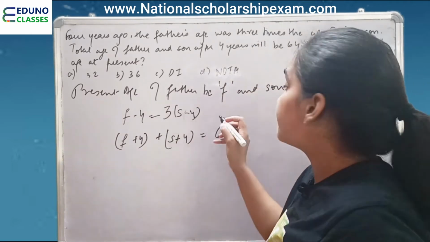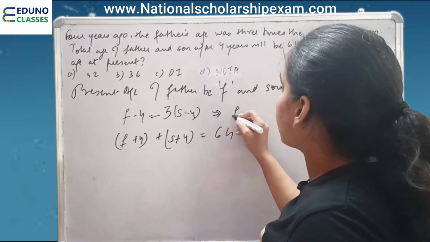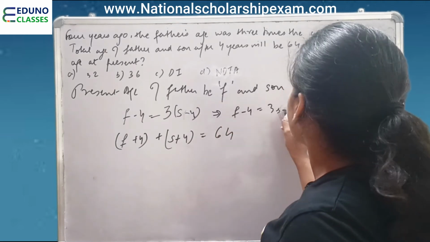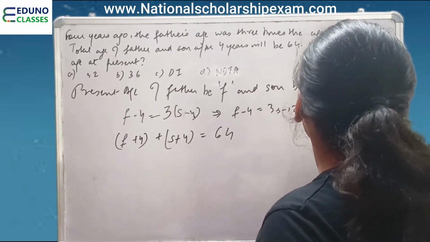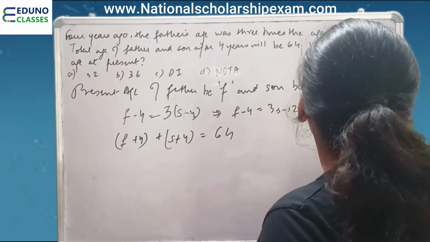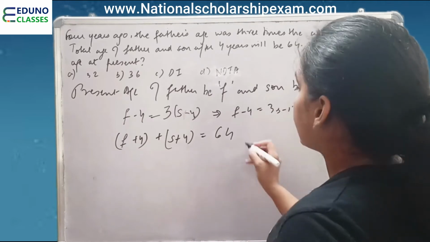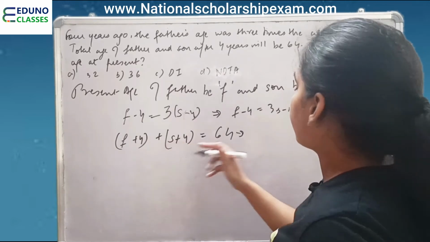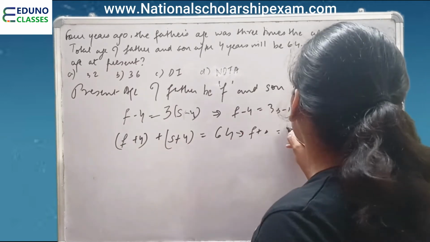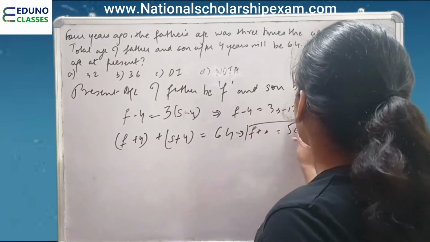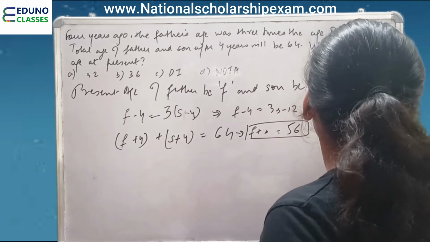So first let us simplify this. F minus 4 equals 3S minus 12, and finally it becomes F minus 3S equals minus 8. This is our first equation. The second equation reduces to F plus S equals 64 minus 8, which is 56. Now this is our second equation.